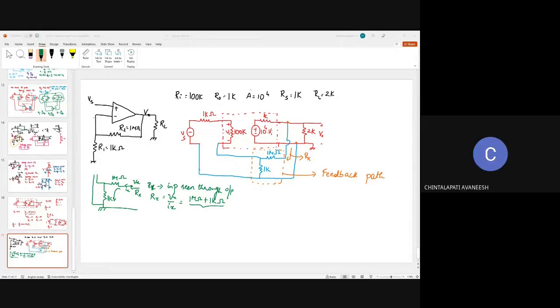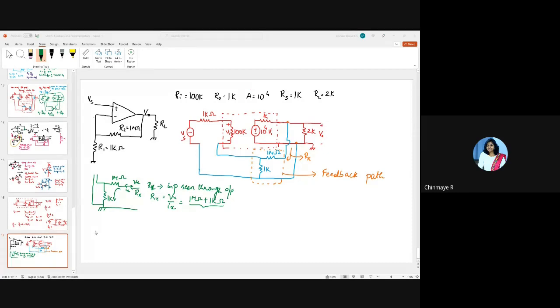Like in this case, won't the current flowing through the 1K resistor be different than Ix? Why? Because here we left it open, but in actuality it will be closed, because of the input load. Yeah, basically, correct, you're right.